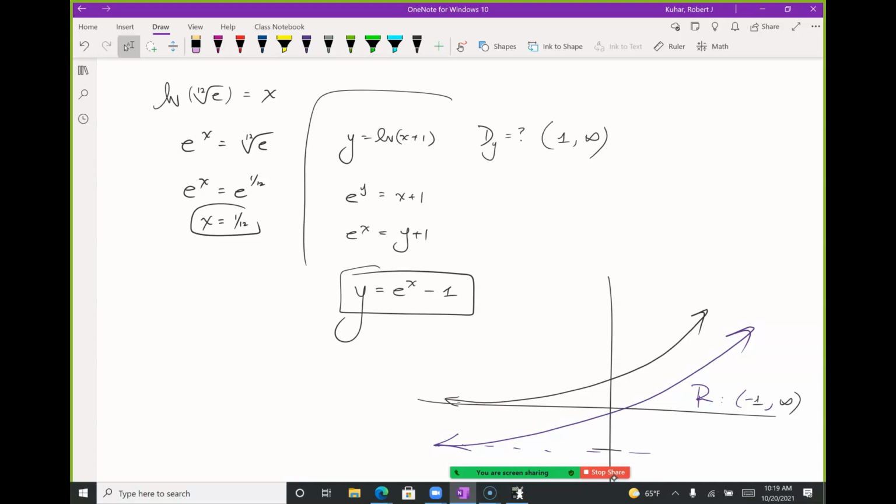I switch it to the exponential, I solve things using the exponential, and then I'm able to translate it back into the logarithmic.